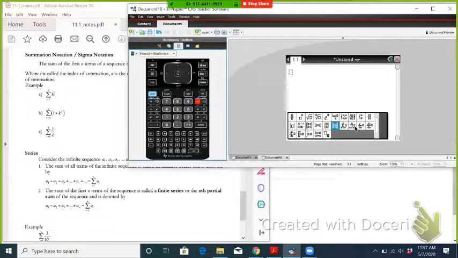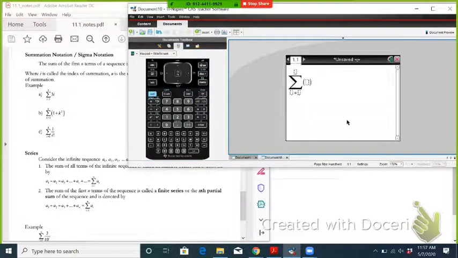Now if you're in test mode, you have to get out of test mode. If you're home quarantined, I'm not sure how you're going to do that, so you just can't do this then. Maybe if you reset your calculator, if you hit the button in the back with a pencil, that might work. So we're going to type this in just how it looks.